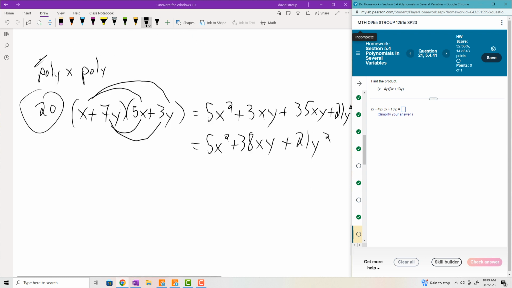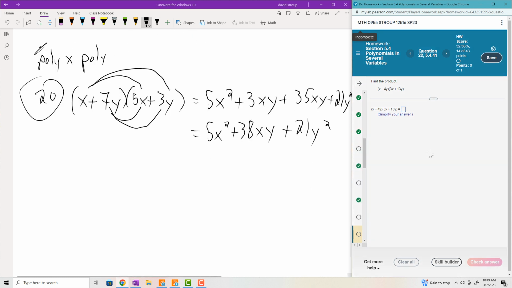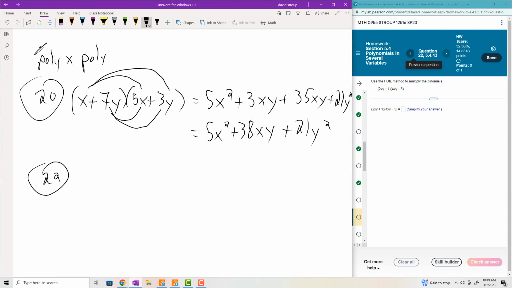Okay, more of foiling. And now they're officially saying use the FOIL method. Let's do one FOIL before we move to special products. Number 22 will be next: 2xy plus 1 times 4xy minus 5. Okay, so I'll do it in all of its glory this time.